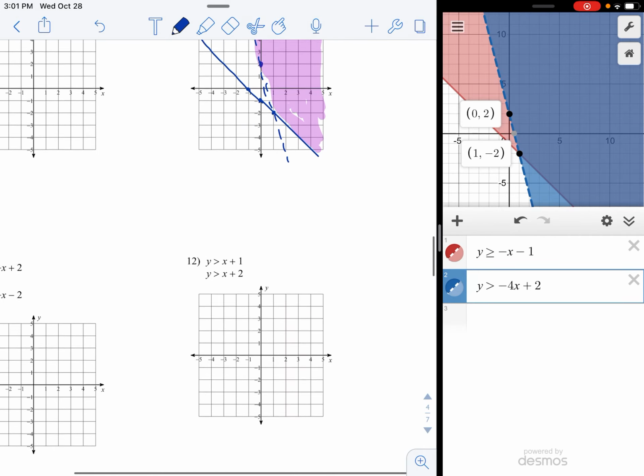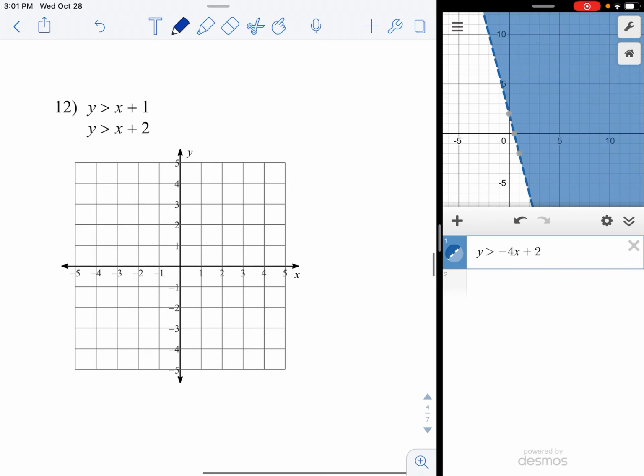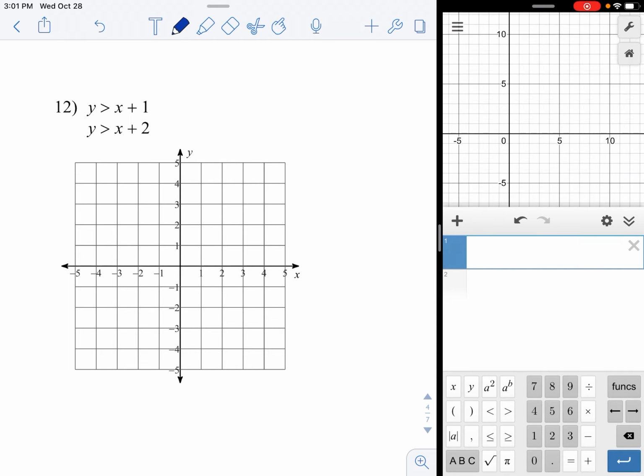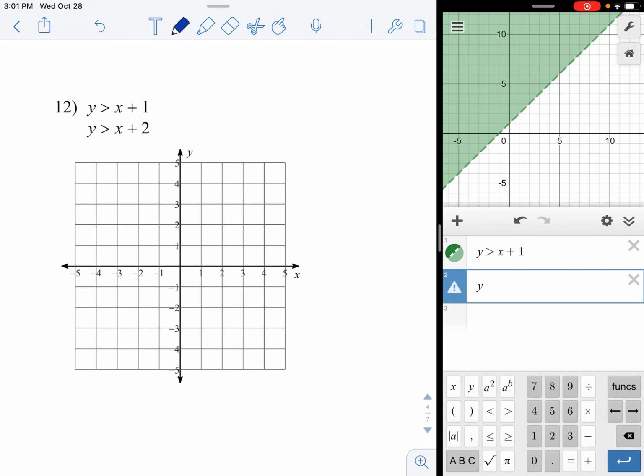Well, good enough now. Number 12. Delete these and do 12. Y is greater than x plus 1. And y is greater than x plus 2. Now, these are going to be parallel lines. They have the same slope.